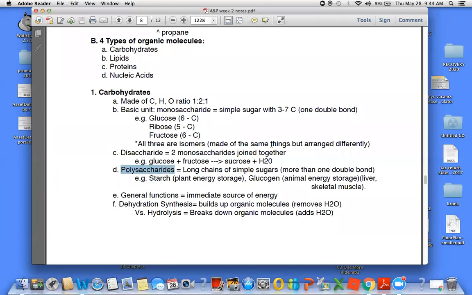Now, how do we build up and break down organic molecules? All of them. All right, I want you to take your hands right now and go like this. Let me see.